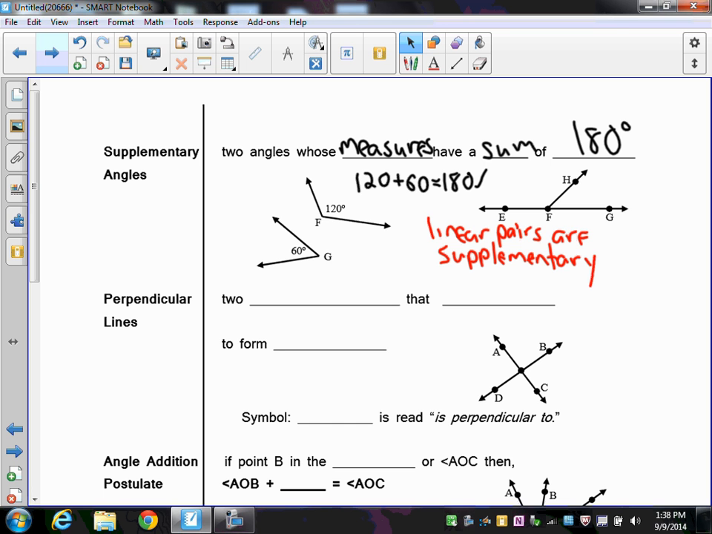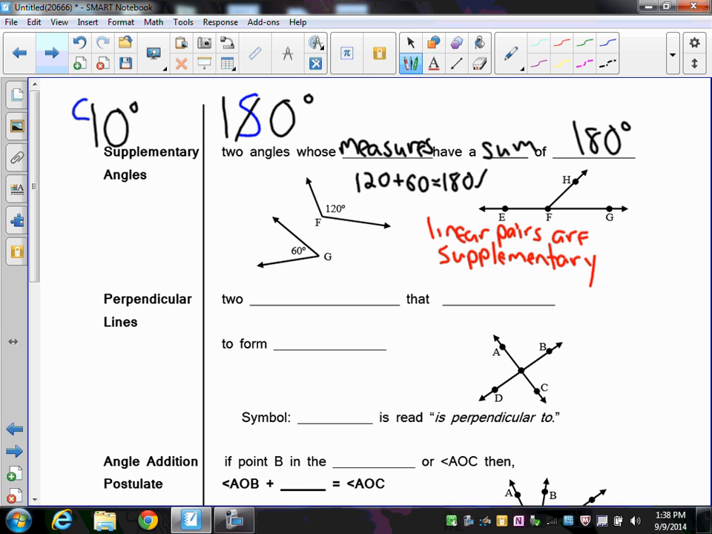So here's the easy way to remember the difference between complementary and supplementary. We have a C and we have an S. Complementary angles are 90 degrees. Supplementary angles are 180 degrees. So whenever you draw that C and the S, it's going to help you remember what the difference is. We just have a few more things.